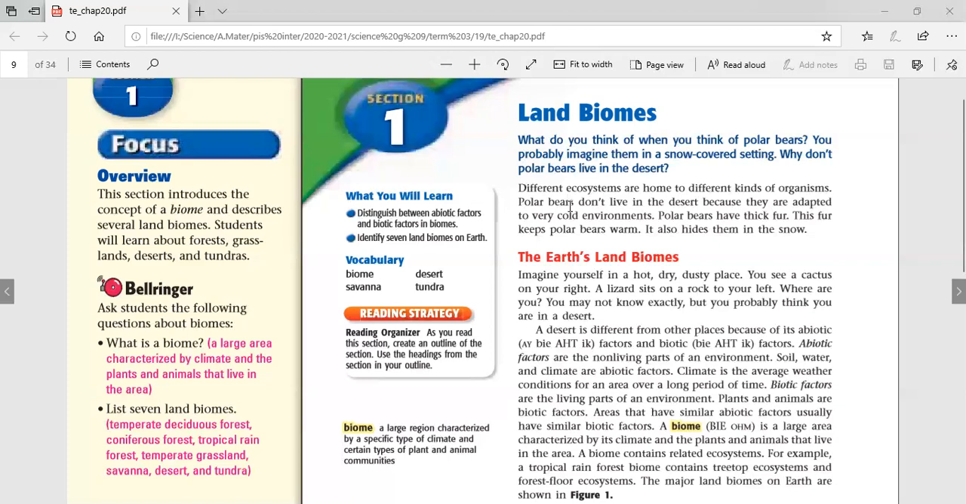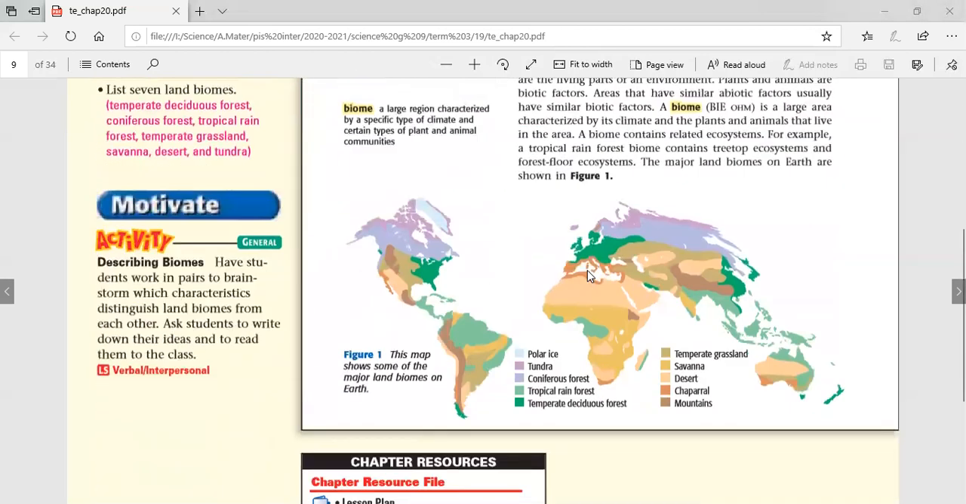So let's go through that. We know what biomes are. If you look with me at this map, which represents the different continents and the entire land mass of the Earth, you can find there are a lot of biomes here. The land biomes can be classified into six main biomes: tundra, coniferous forest, also known as taiga, tropical rainforest, temperate deciduous forest, savanna, grassland, and desert. These are the main biomes.